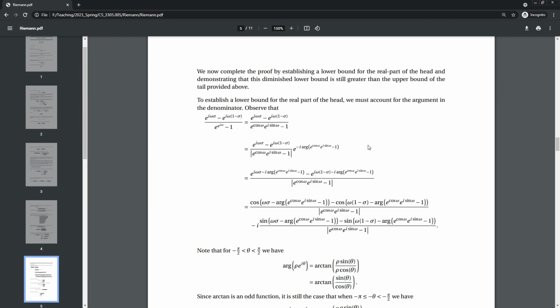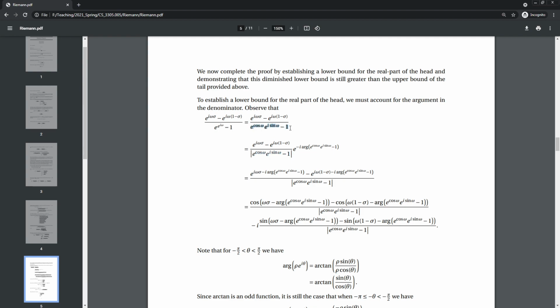while still generating allowances that are close enough to what the true value is, so as to still allow us to prove the result. So to establish a lower bound for the real part of the head, we have to account for the argument and the denominator. So observe that this, again, we're going back to the fraction, becomes this when you expand the denominator.